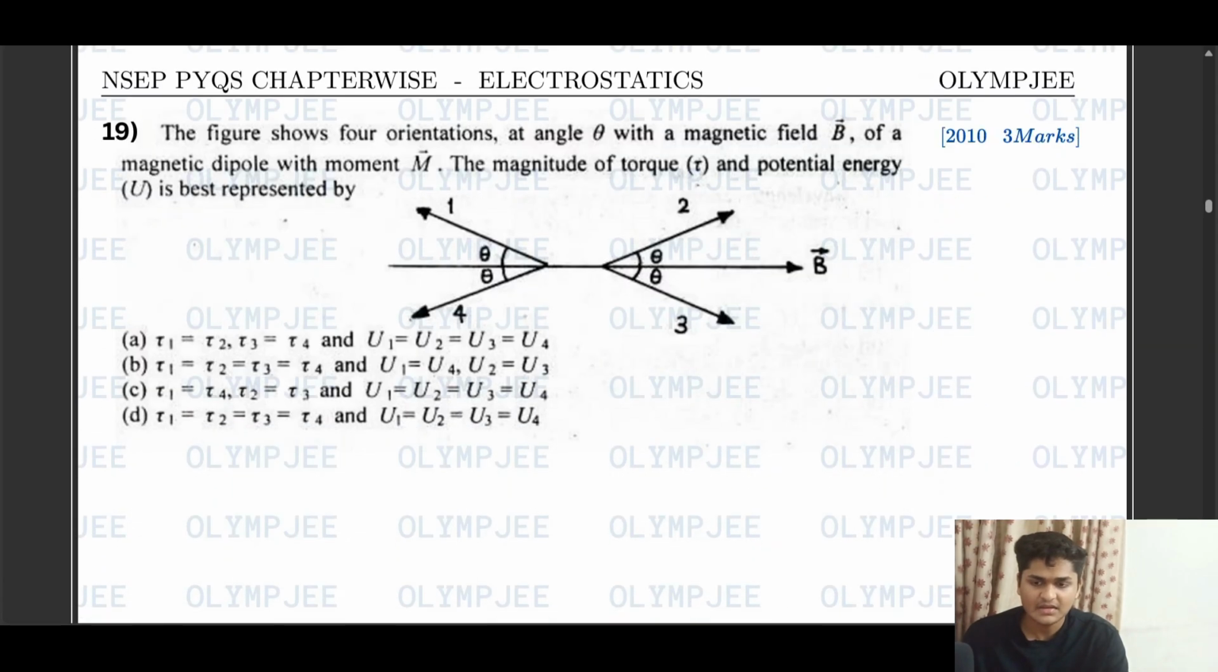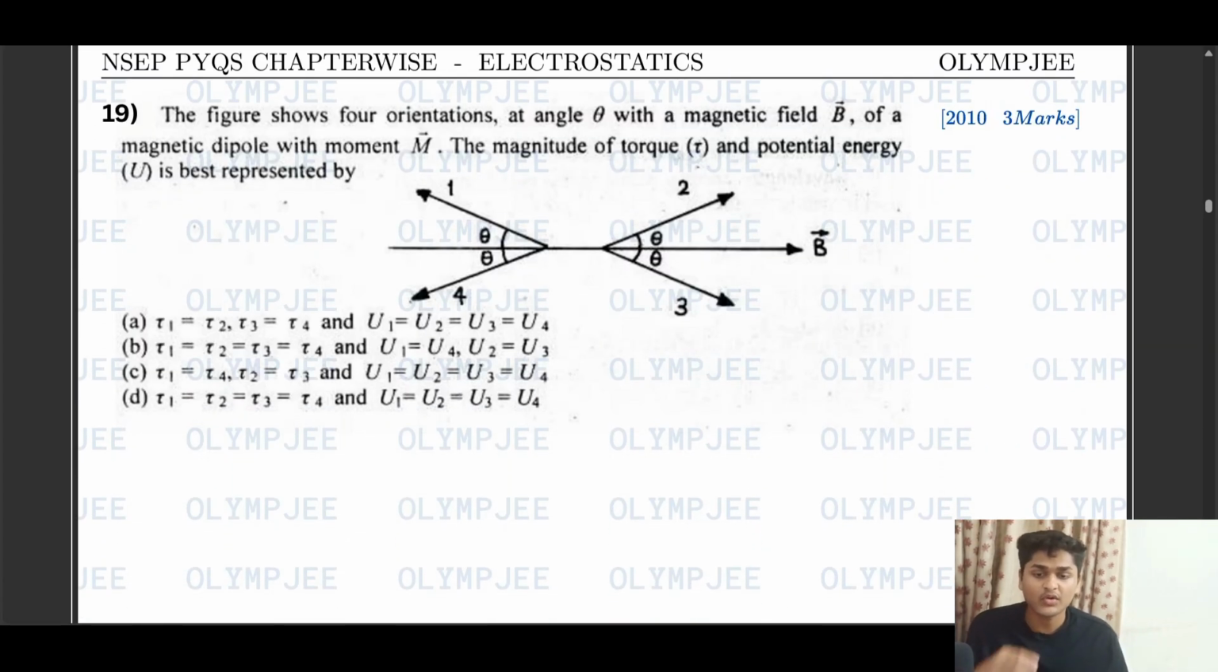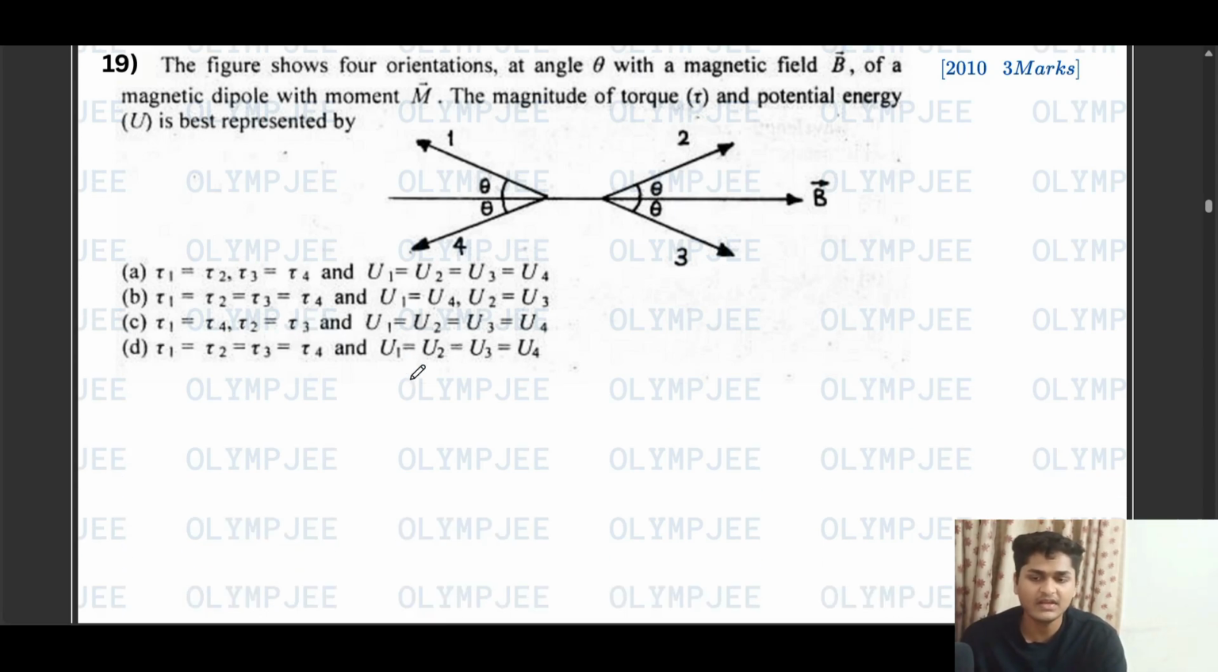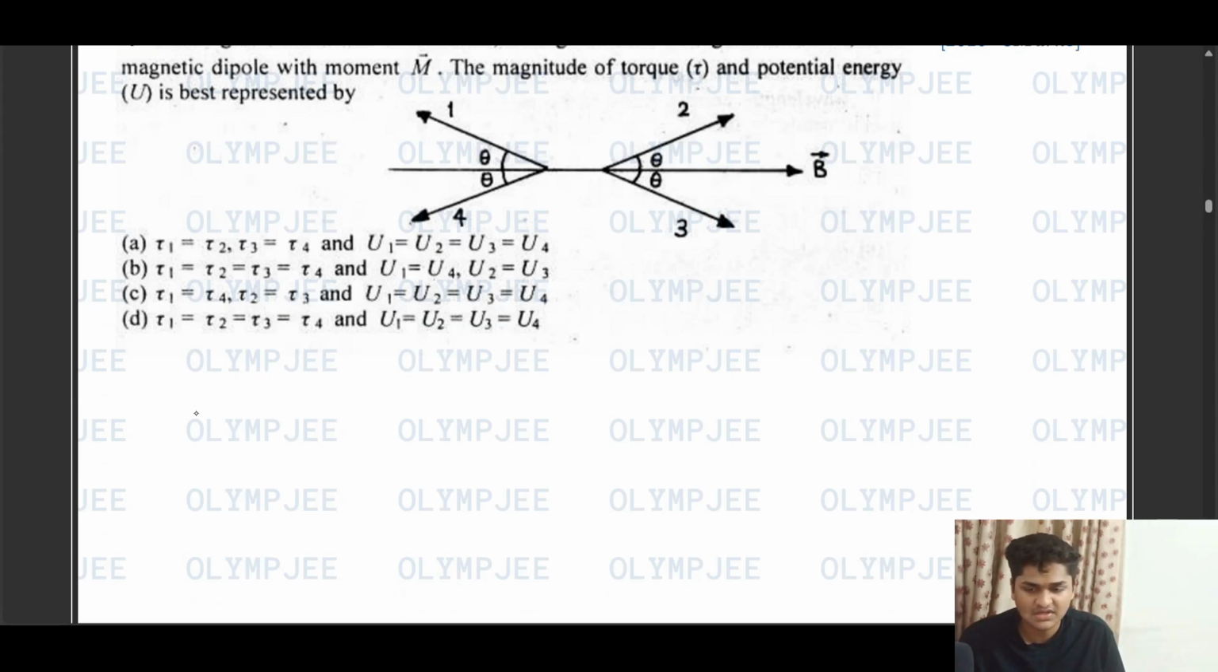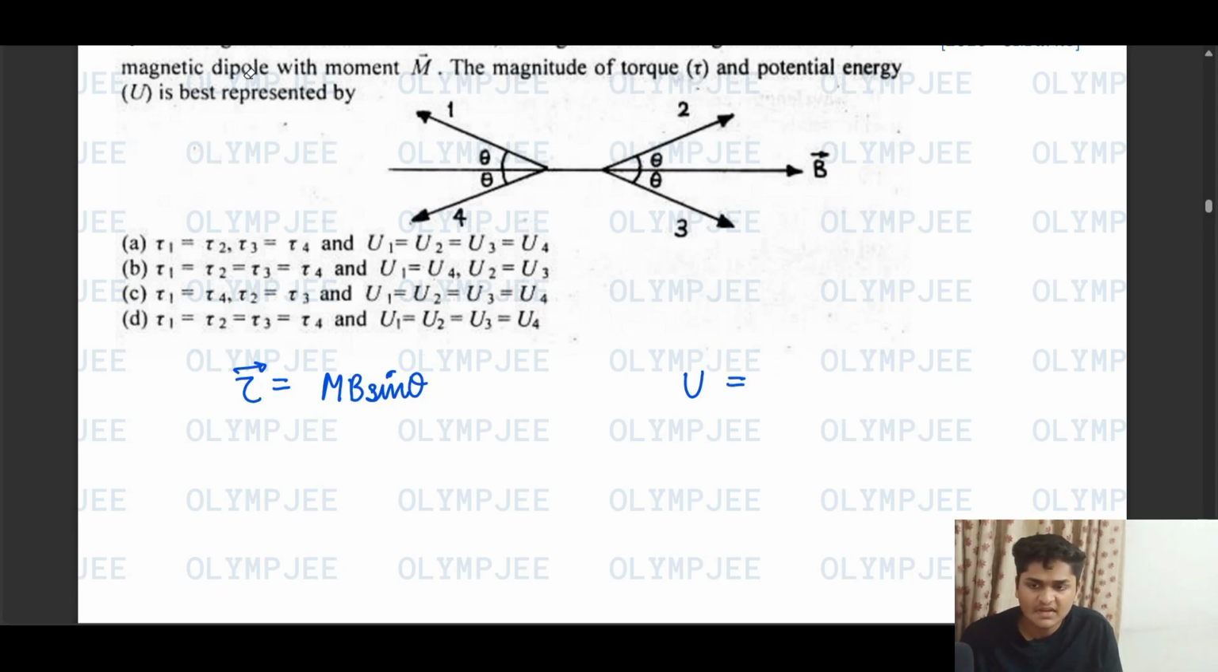Question 19 says the figure shows 4 orientations at angle theta with a magnetic field B of a magnetic dipole with moment m. The magnitude of torque and potential energy is best represented by. So we need to comment on torque and potential energy. Torque, we know, is given as mB sine theta, and U is given as minus mB cos theta.